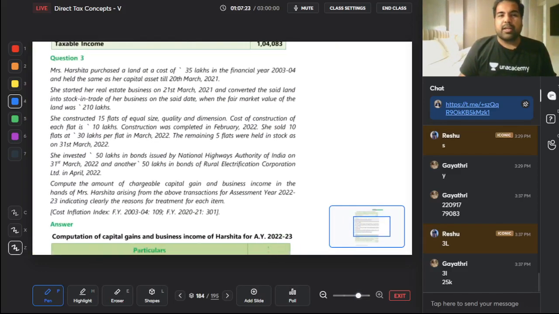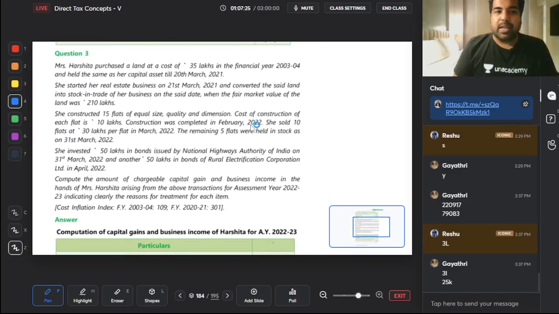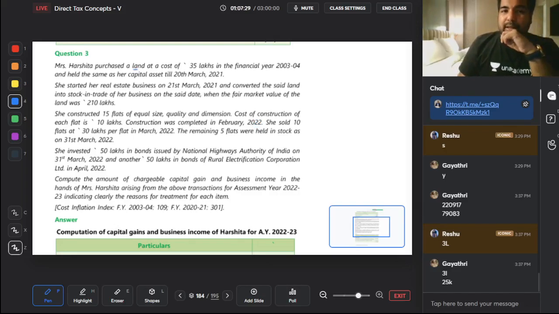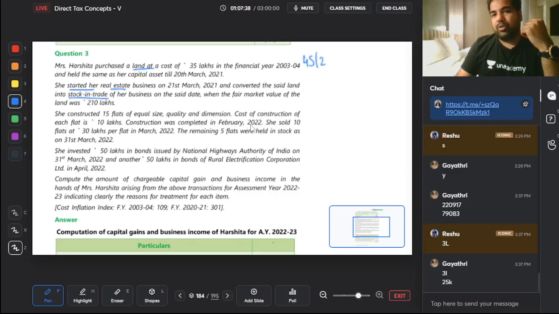Next guys, this Harsha question is also very similar. I'm not doing this right now, I haven't even highlighted it, because here also Harsha purchased the land and then she converted it. She started a real estate business, so she converted it into stock and then she constructed something. So here also there is section 45(2). Here also there are two things, one is capital gain, one is PGBP.